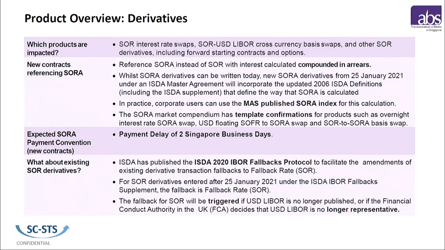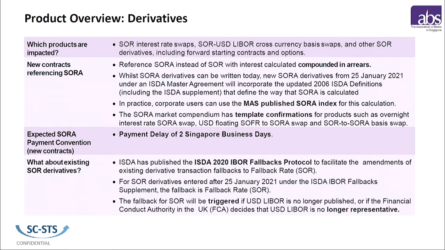So for existing SOR derivatives, the fallback protocol has been published by ISDA very recently, and that will ensure a contractual transition to fallback rate SOR. And these fallbacks will actually be integrated by default if you transact from 25th of January 2021 onwards. And I think the last point that's very important for derivatives and for all other transactions is that this transition will actually be triggered by an announcement from regulators or when LIBOR ceases to be published.